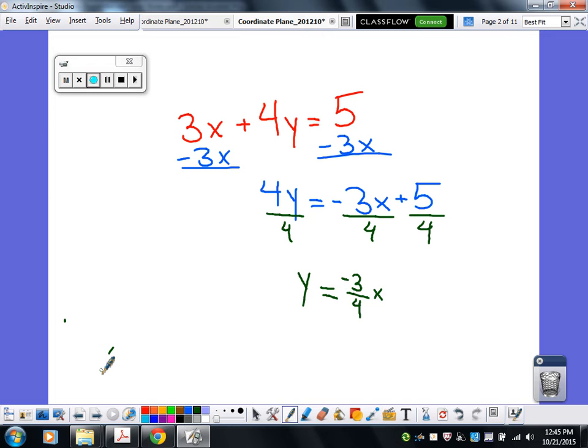Now, you are allowed to represent a y-intercept as a decimal. What is 5 divided by 4? It's 1.25. So I do plus 1.25. So those are my two things there.